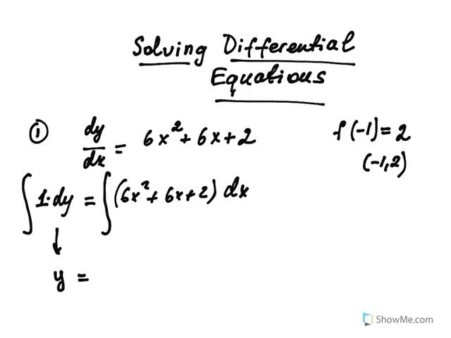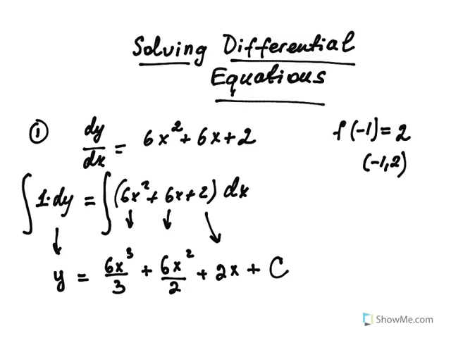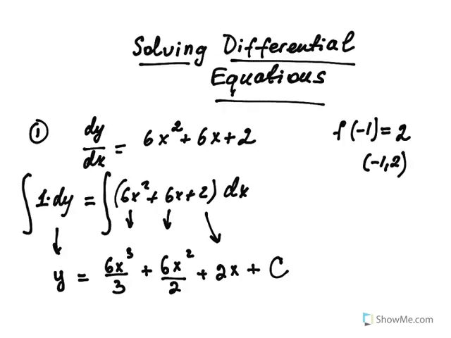Let's see, the integral of 6x squared gives you 6x cubed over 3. The integral of 6x is 6x squared over 2. The integral of 2 is 2x. And as I said, you're going to add the constant c to the right side. Let's clean it up a little bit. So we get y equals 2x cubed, plus 3x squared, plus 2x plus c.